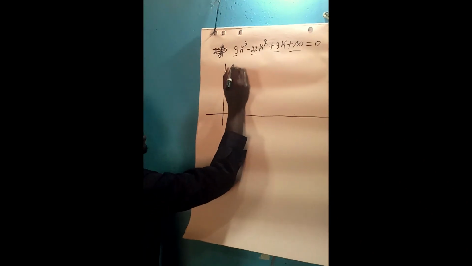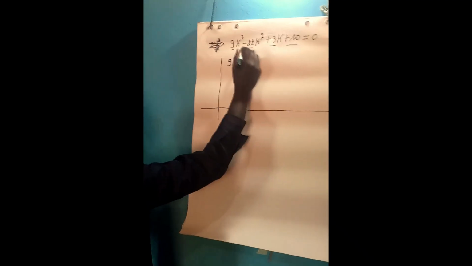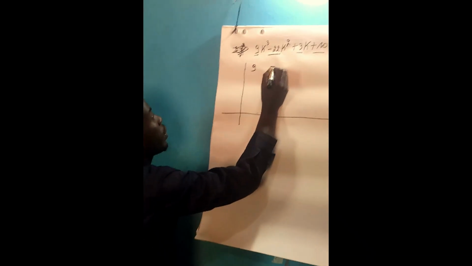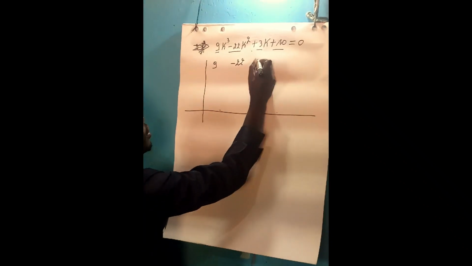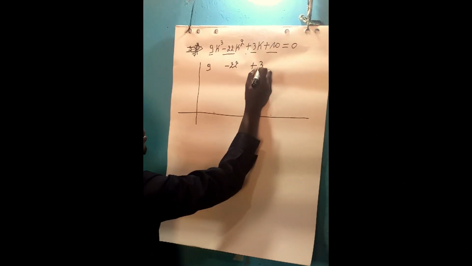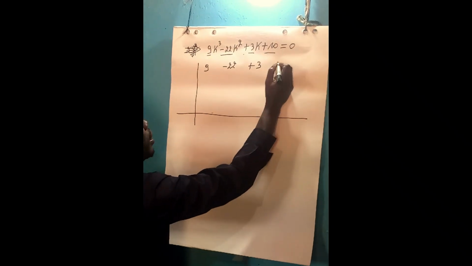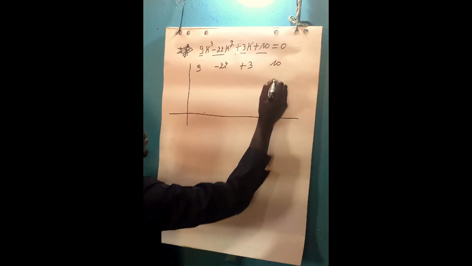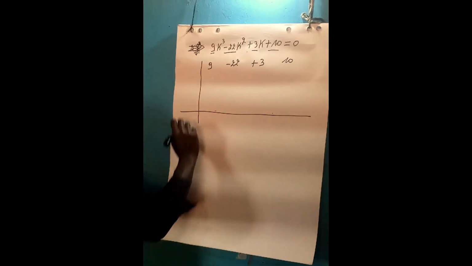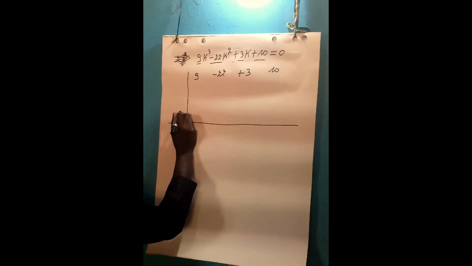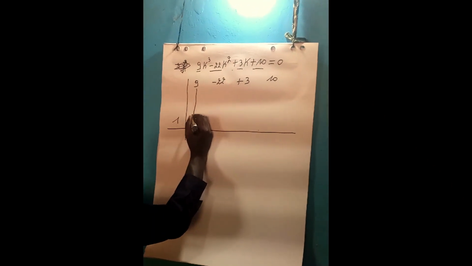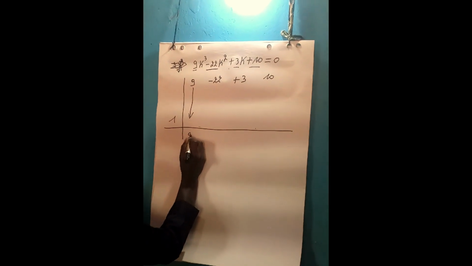Here we have 9, we have negative 22, we have plus 3, and we have plus 10. And here we write this number which verifies our equation, which was 1. So we bring down the first coefficient, which is 9.